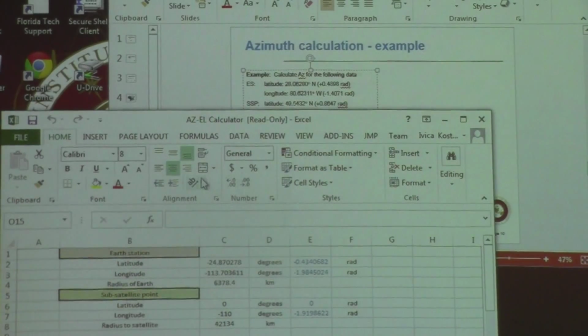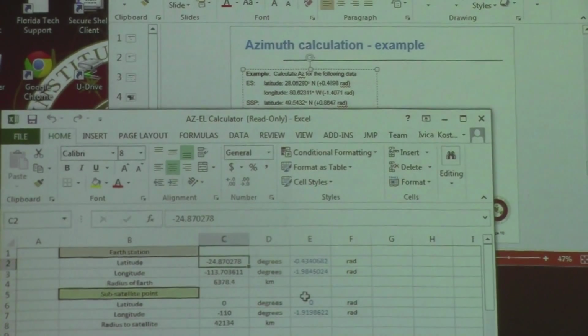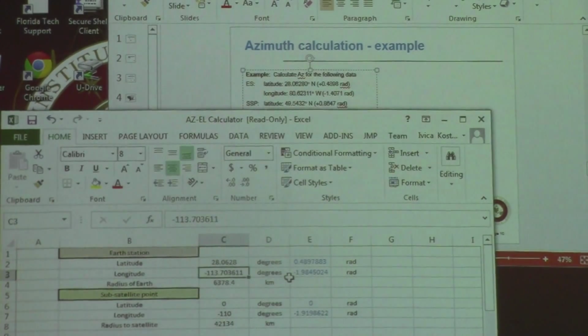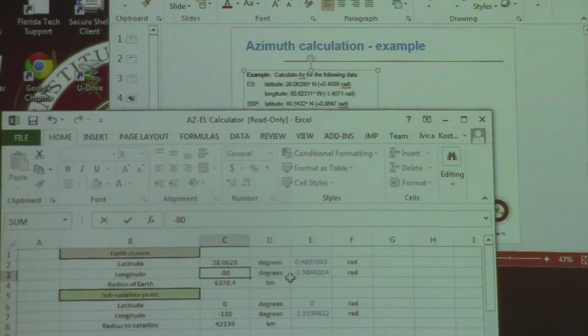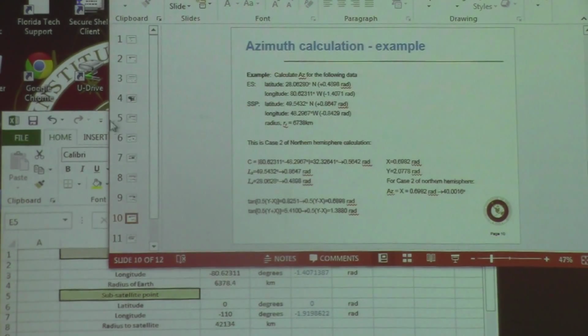I don't know if you can see. So here, I'm going to enter the latitude. The latitude is 28 degrees north, so that's positive. So that's 28.06280. And then it says enter the longitude. The longitude is 80 degrees west, so this is going to be minus 80.62311. So that's where the Earth station is. The radius of the Earth is 6,378 kilometers.